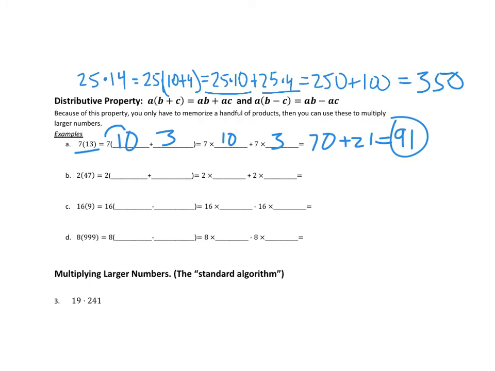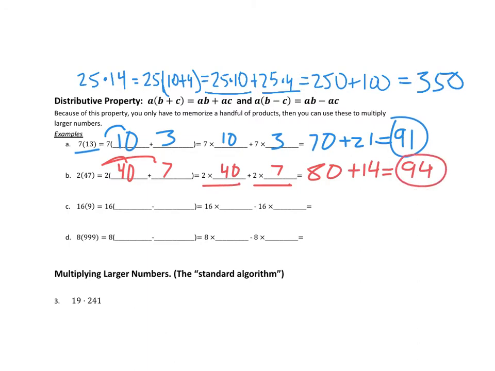How about 2 times 47? Well, okay, that maybe is a tricky one. Well, how about we break it up into 40 and 7? So we're going to do 2 times 40 and 2 times 7, because 40 and 7 makes 47. All right, 2 times 40, that's 80. 2 times 7, that's 14. Do you know what 80 and 14 is? That's 94. Now this also works for subtraction.